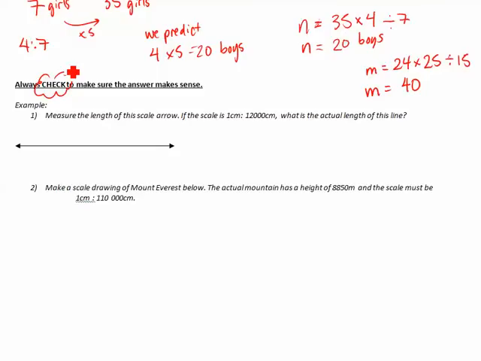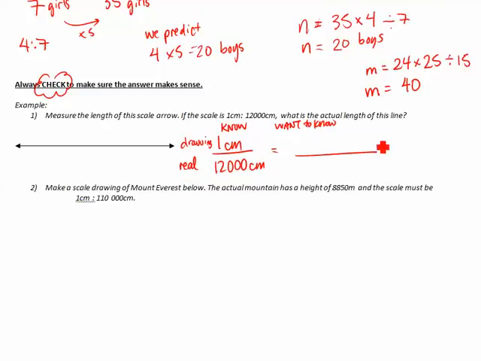So this arrow is probably a really, really big arrow in real life, but we've drawn a scale version of it on our paper. So again, we set up what we know and what we want to know, and we set up our scale on one side. 1 centimeter equals 12,000 centimeters, or 1 centimeter over 12,000 centimeters. This 1 centimeter is the drawing, whereas the 12,000 centimeter one is the real version. So what we want to know on the other side is the actual length of this line in real life.